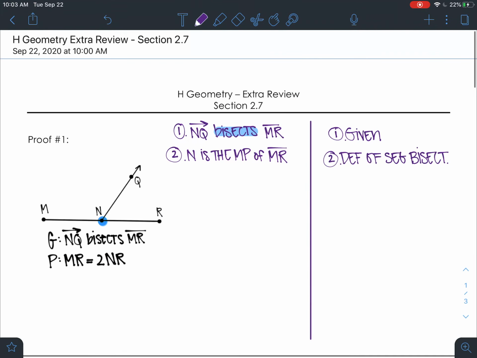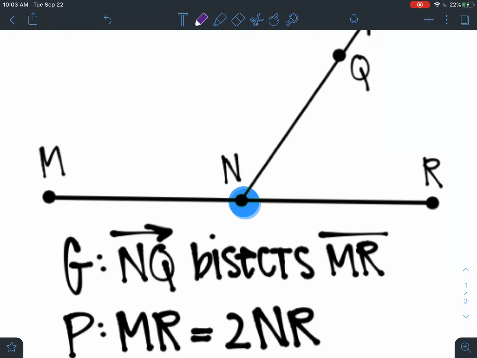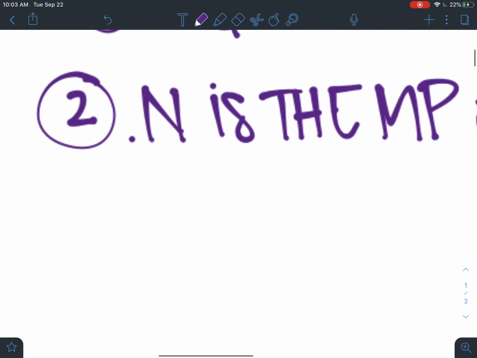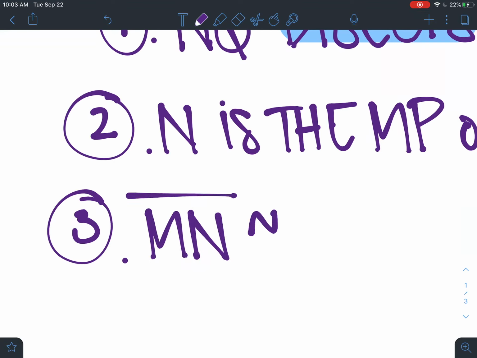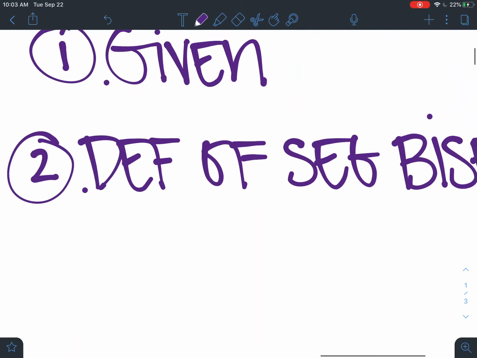Okay. All right, so we're going to now build off the fact that N is the midpoint of MR, right? So what that means then is that segment MN is congruent to segment NR. So that's going to be my next step, that segment MN is congruent to segment NR, and that is by midpoint theorem.